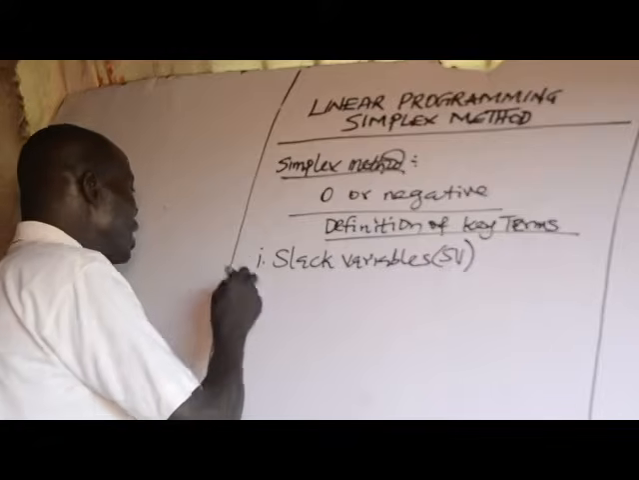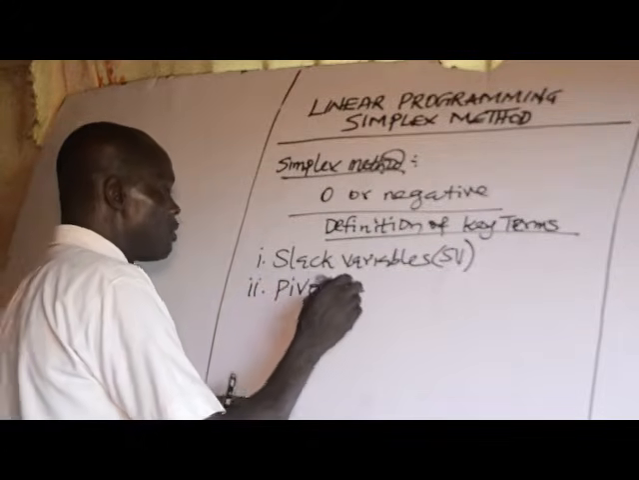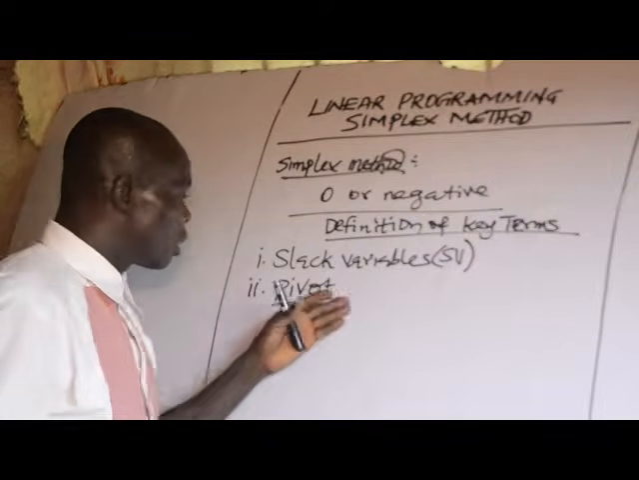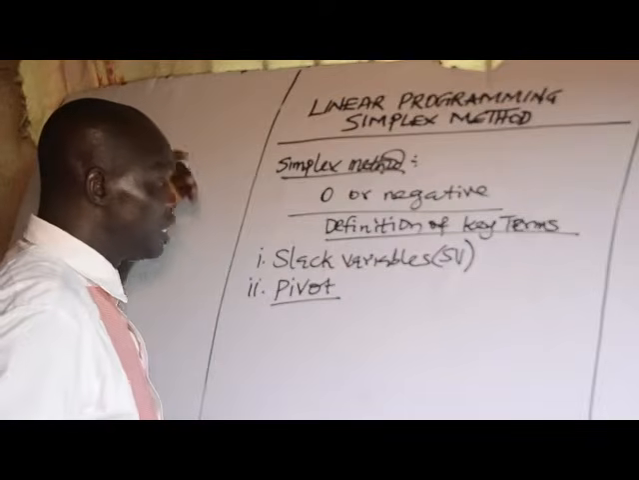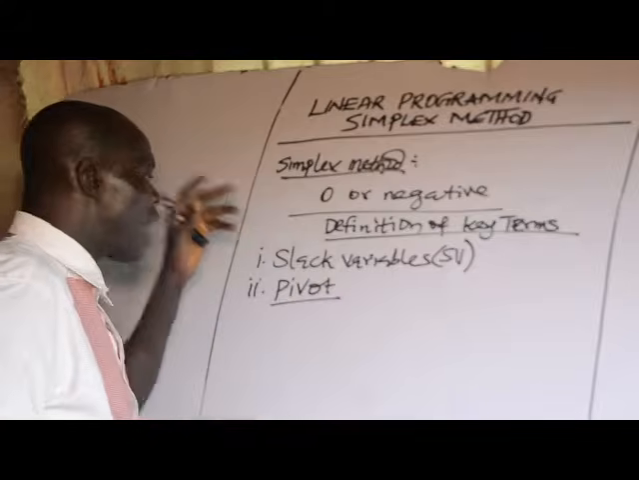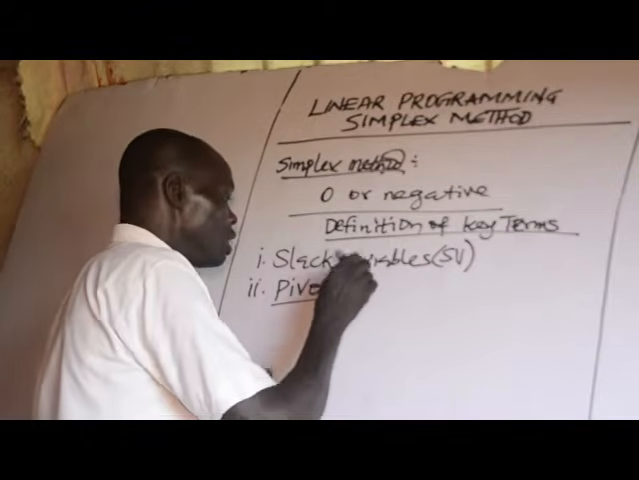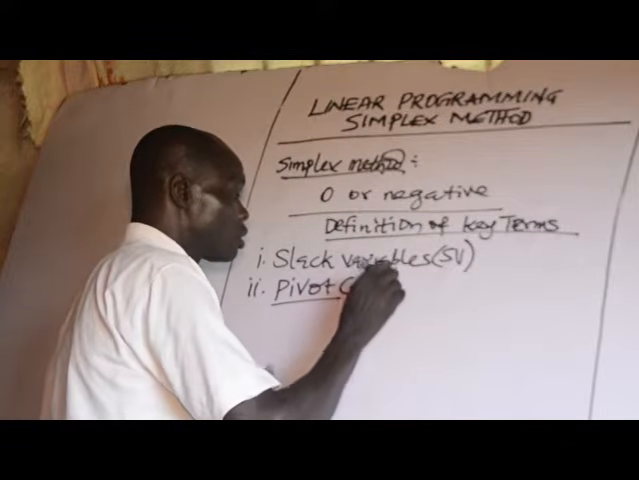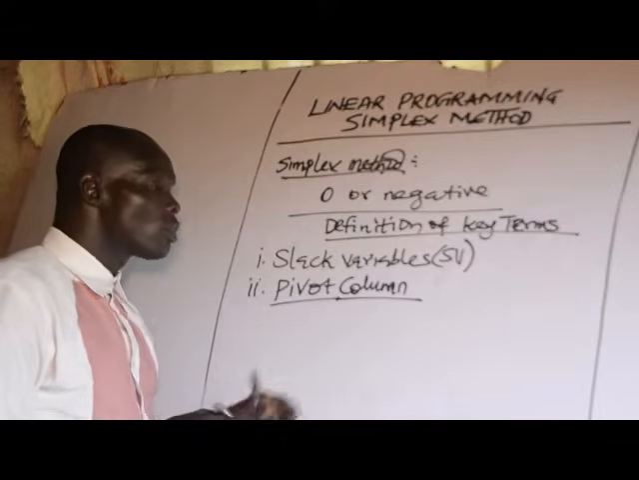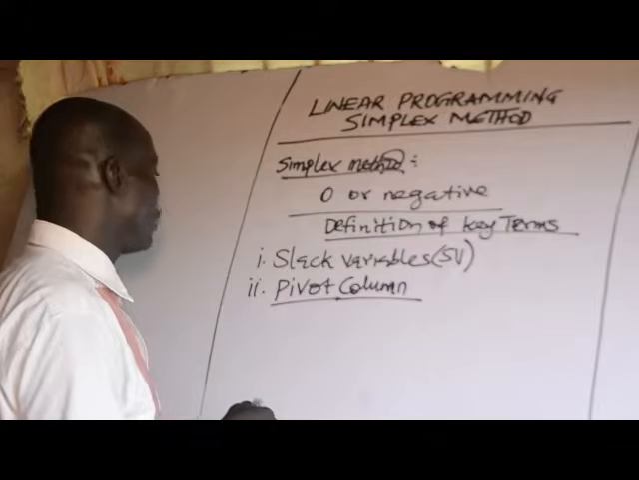Now, the second one is the pivot column. The pivot column in the objective function is the column with the largest value in the objective function.